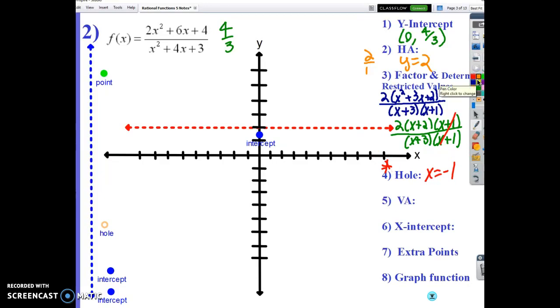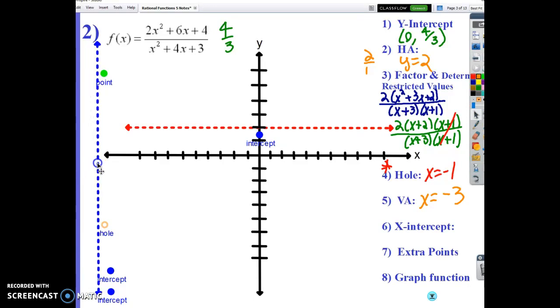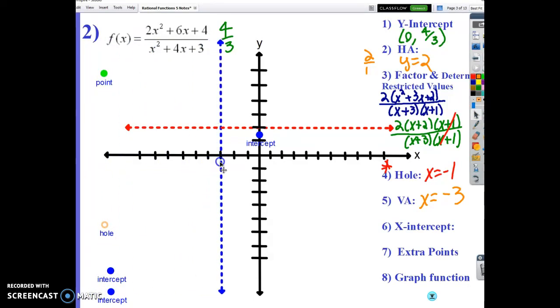And we'll have a vertical asymptote now. The -3 for x is going to make our denominator 0. So I can go ahead and bring over that x equals -3 vertical asymptote. Perfect. Our x-intercept, so what's going to make our numerator 0? It's going to be x equaling -2. So we're going to have the point -2, 0. So I'm going to bring over that intercept at -2, 0.